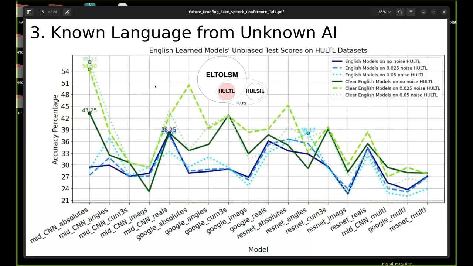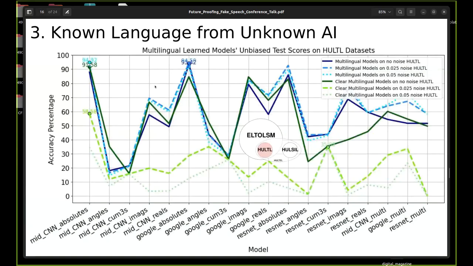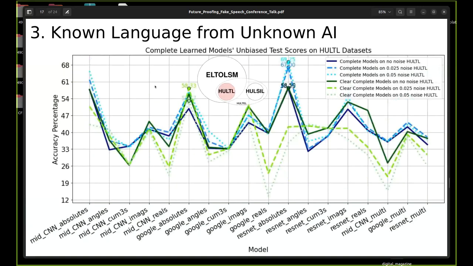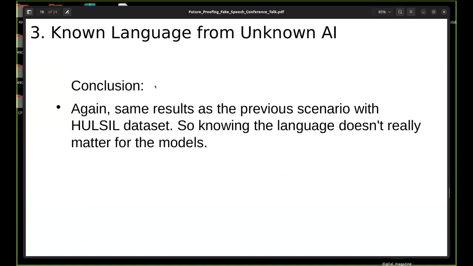This time it focuses on the performance on FullTil, which is from known languages, but again with a text-to-speech model that's not seen in the training. English models scored again worse than random decision-making. Multilingual models again scattered all the way around between 0 and 100, and complete models are somewhere in between. Looks like knowing the language doesn't help if you don't know the generative model behind the speech.